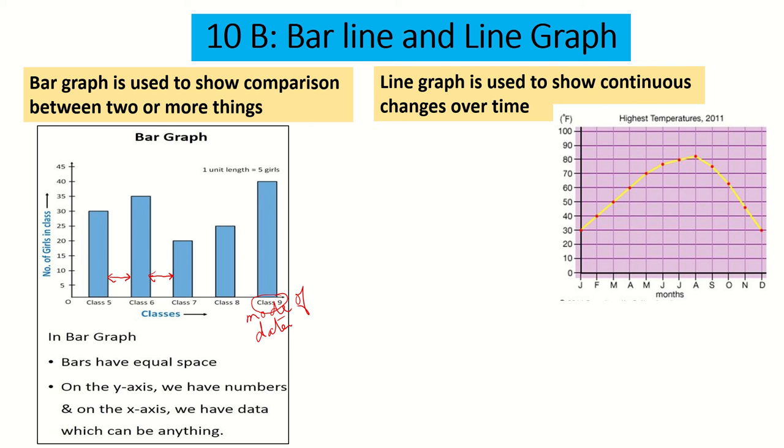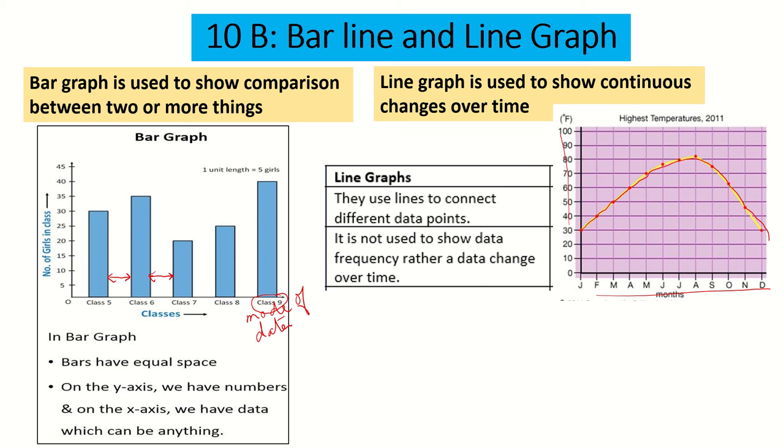Now look at this line graph. It is represented in the form of a line, not in the form of bars. There is a continuous line starting from 30, connecting 2 points together, then the next 2 points and the next 2 points, then going up, and then it is decreasing. This line graph is showing the temperature, and we are reading the temperature from January to December. These are the months on the x-axis, and these are the different temperatures.